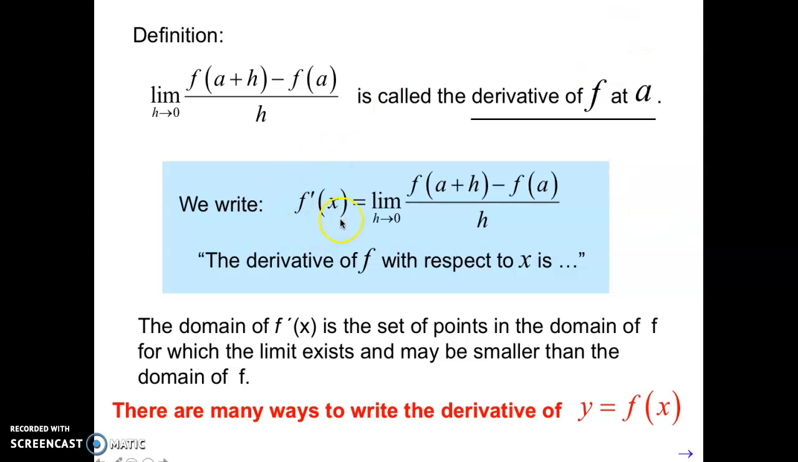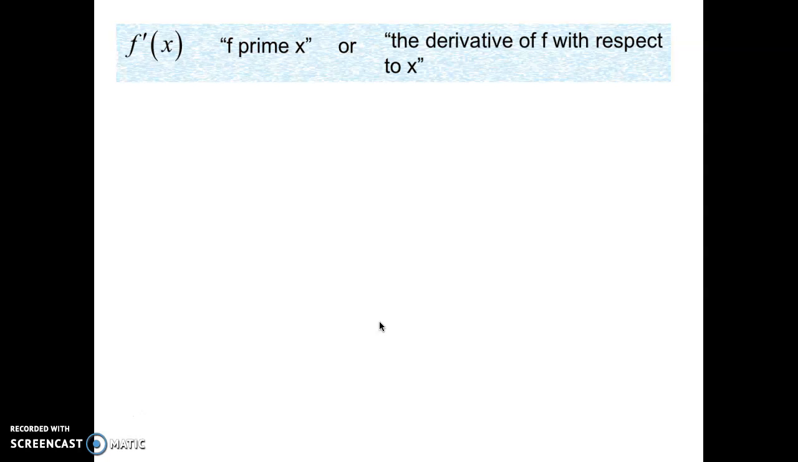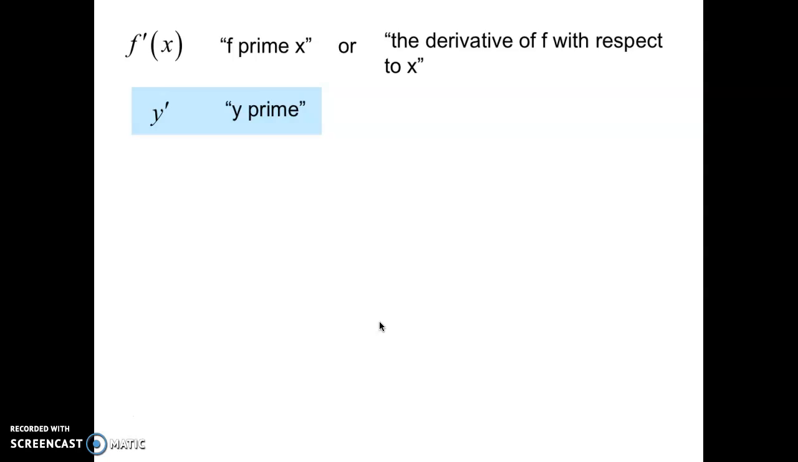So here's the first notation that we talked about. That is f prime of x. We usually call it f prime of x, or the derivative of f with respect to x. Now Newton even thought that was a little bit too much to write, so he sometimes would just write y prime, where the output of the function with the prime symbol also stood for the derivative of the y function, or the f function with respect to x.